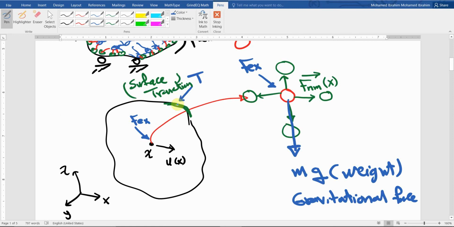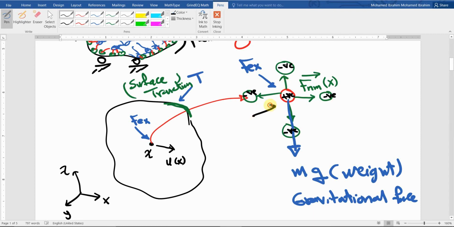Make sense? In addition to these forces, there would be some other forces generated because of a magnetic field or an electrical field. For example, how about if this particle has a positive charge and the other particles have a negative charge? So we are going to have another force generated due to the difference in polarity between the particle and the surrounding particles.